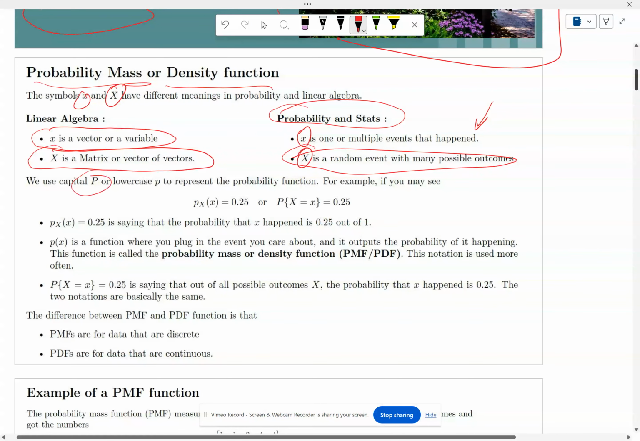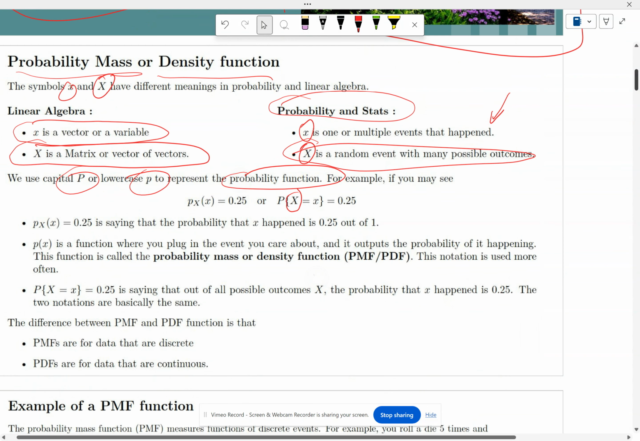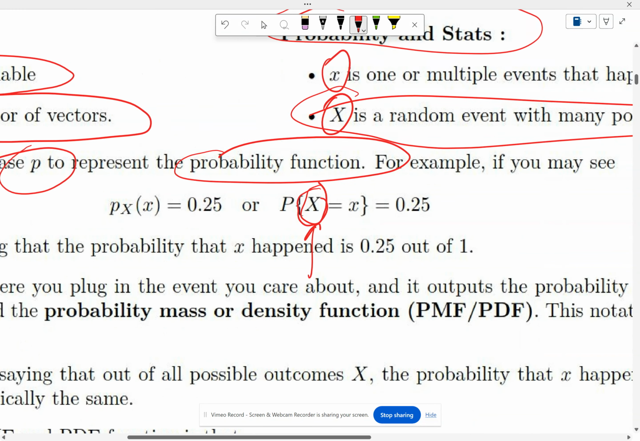Now we use capital P or lowercase p to represent this function. For example, you may see this: what is the probability? So again, remember, capital X is a set of possible events. So capital X is like something that's happening, and lowercase x is what happened. So let's say this is the election, and this is that person A won. So the probability that, out of the election, the result was that person A won is 0.25. That's what this notation is telling you.